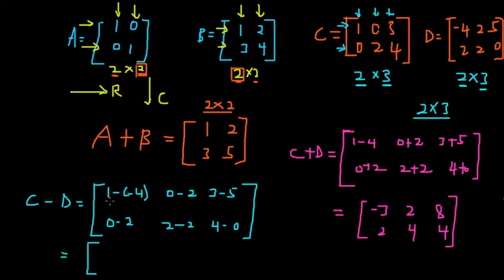So we have 1 minus 4, that's 5? We have 0 minus 2, that's negative 2. 3 minus 5, that's negative 2. And then we have negative 2, 2 minus 2, that's 0. And then 4 minus 0, that's 4.